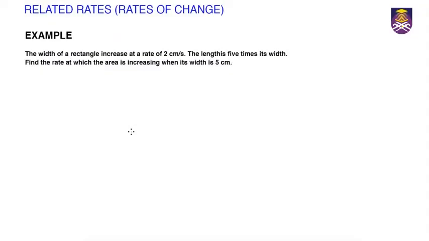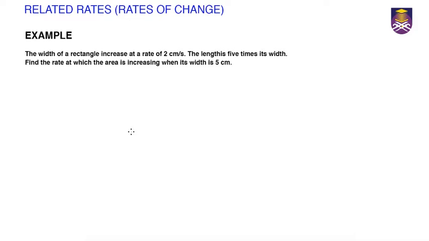Alright, as you have learned from the previous chapter, which is differentiation, now we are going into the application of differentiation. The first subtopic is related rates, or rates of change. Actually, the idea is to find the rate of change of one quantity in terms of another quantity whose rate of change is known. Let's go to the example.